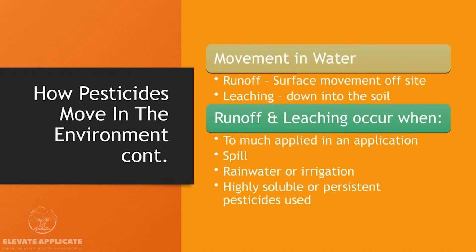Leaching is down into the soil. So the big worry with leaching is it getting to groundwater. And we'll touch base on that a little bit further in this presentation. But runoff and leaching occur when too much pesticide is applied in an application, or too much solution is applied, I should say. If there's a spill, with rainwater or irrigation, and with highly soluble or persistent pesticides.